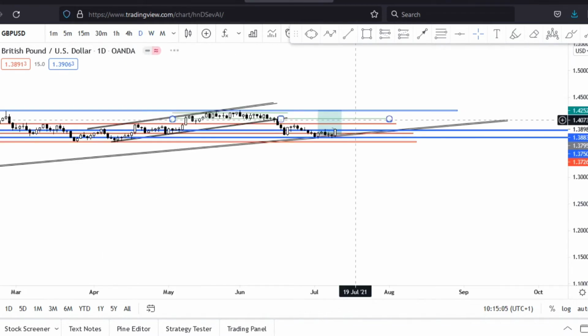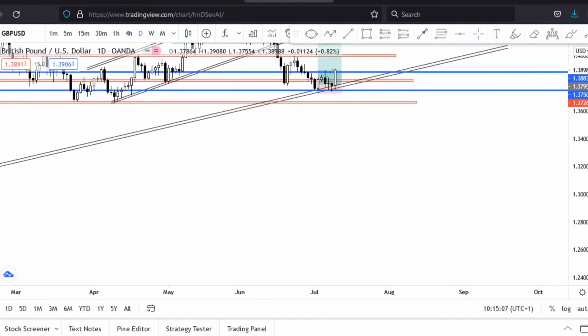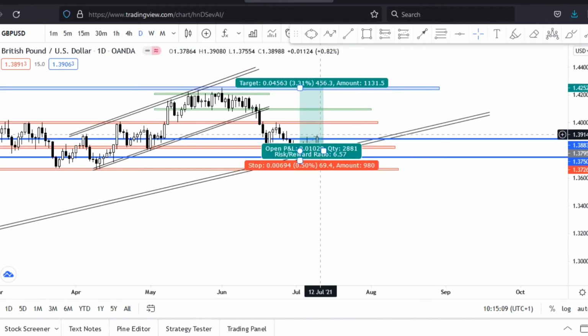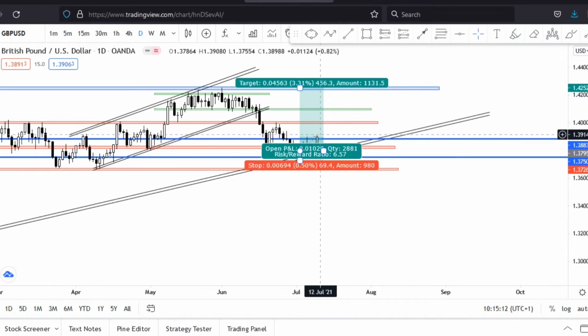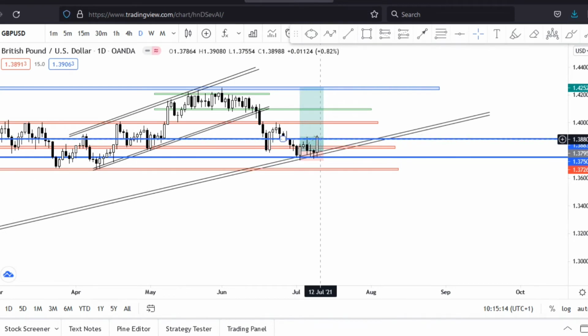Now, if we go to the daily time frame, we can see that on Friday there was this massive bullish run, and price went all the way towards this resistance level and closed above it. This resistance level is represented by this blue line over here.